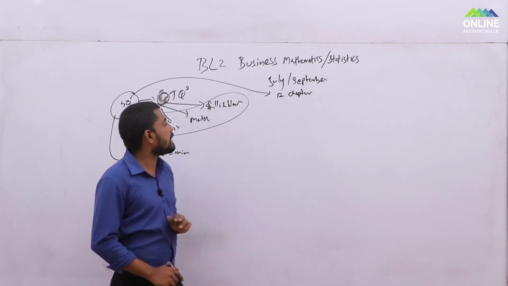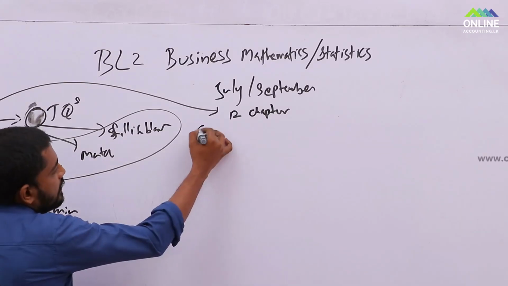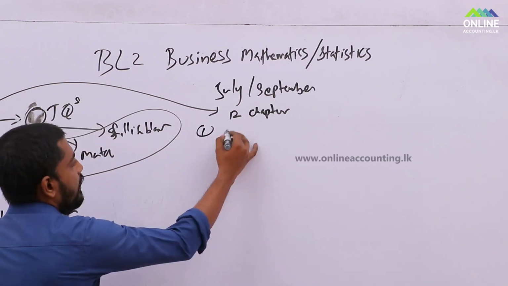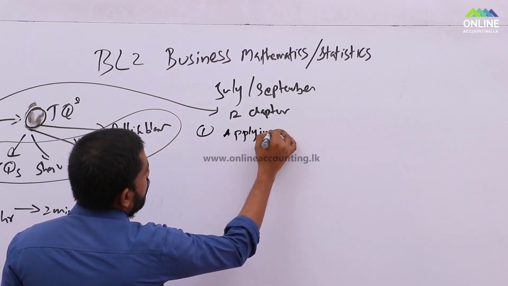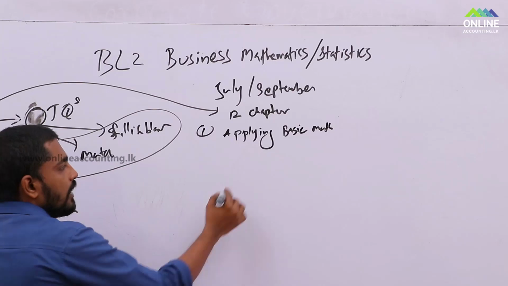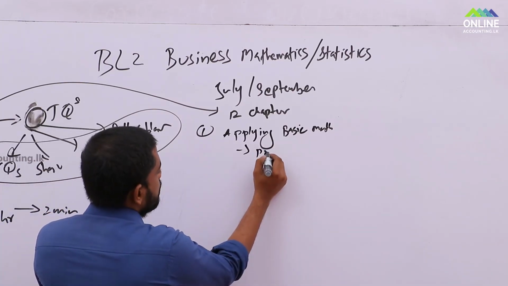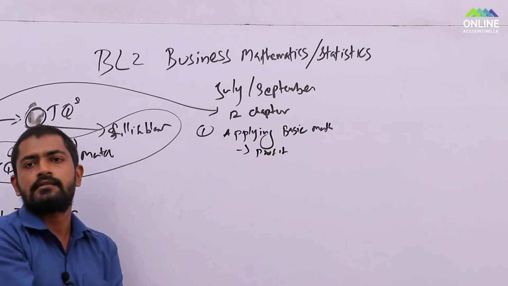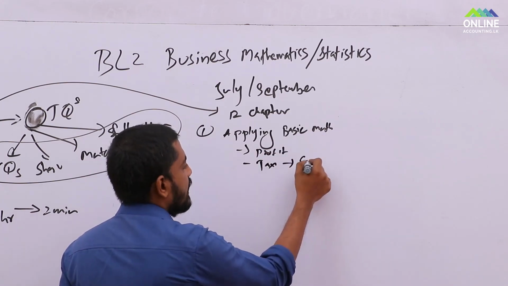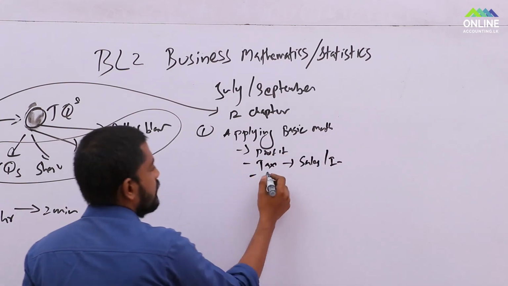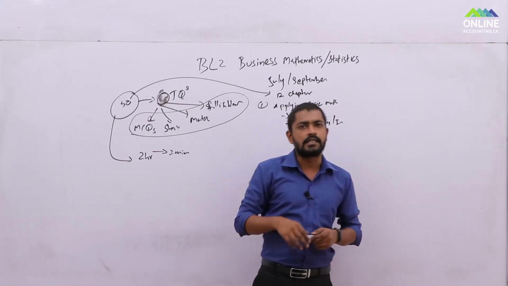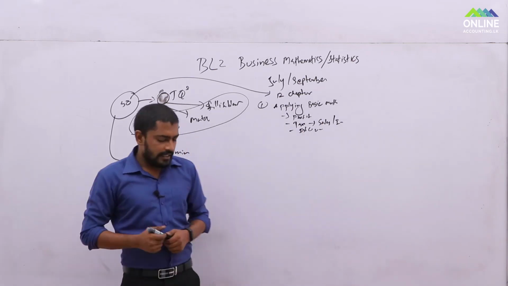Okay, let's see what are those chapters. So the first chapter is applying basic mathematics for business. Under that, we are going to learn about profits or the profit margins. So you know what is profit, and taxes, including sales tax, income tax, and discounts, all those things. All these things you have learned in O levels under percentages. So you know that.